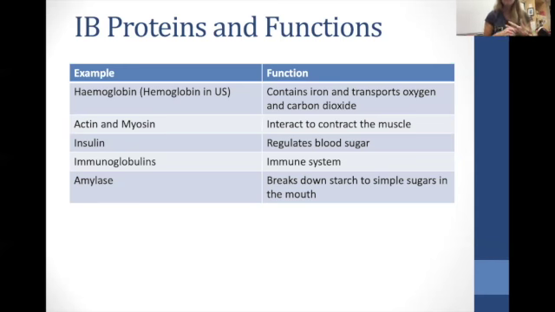So hemoglobin contains iron and transports oxygen and carbon dioxide. Actin and myosin are in your muscles. Insulin is regulating your blood sugar. And amylase is found in your spit to break down starch into simple sugars. Immunoglobulins are in your immune system.